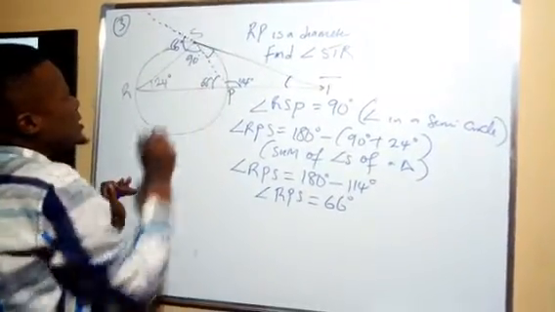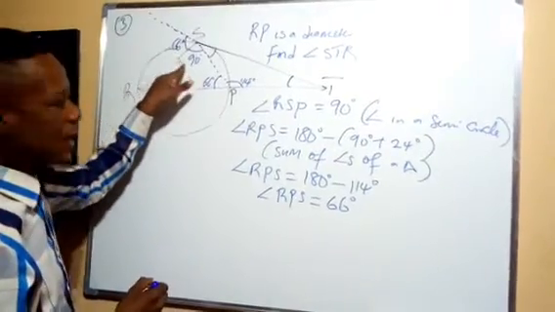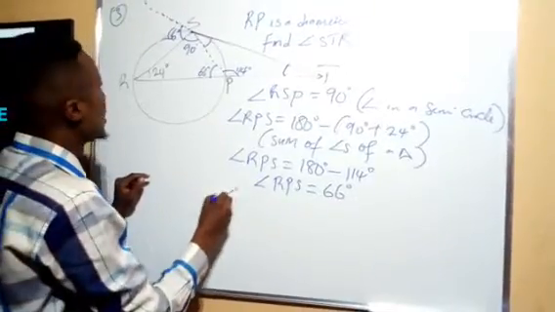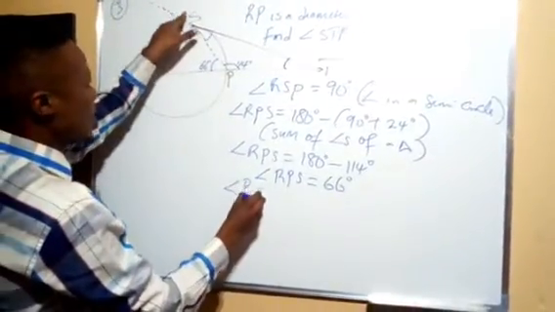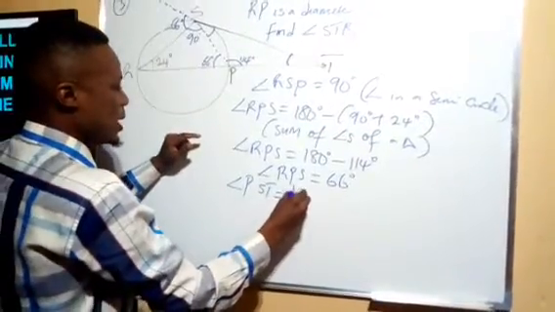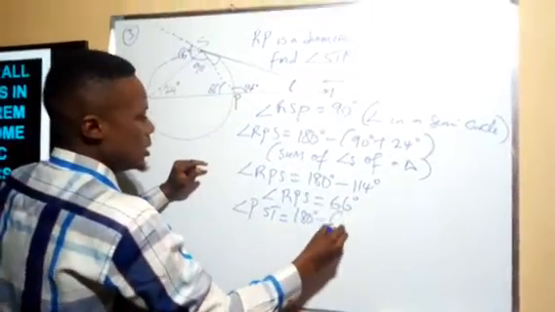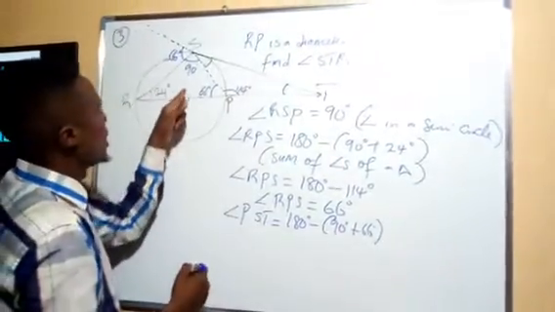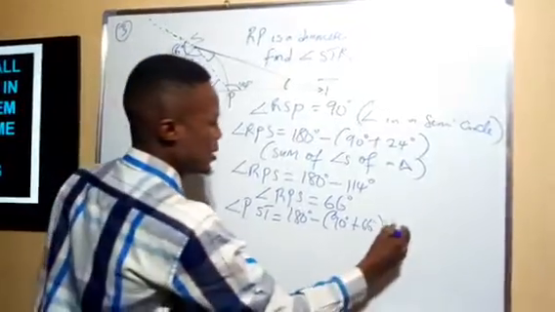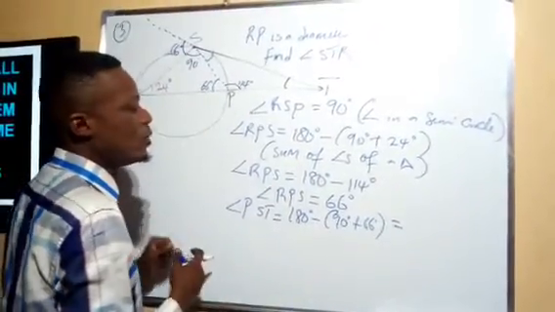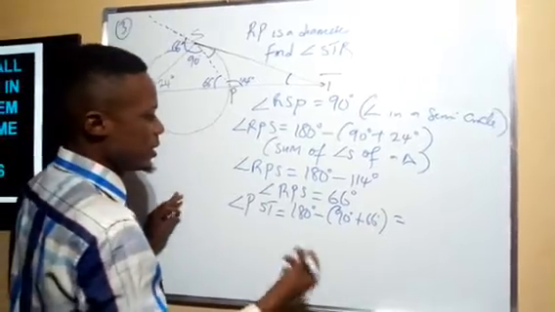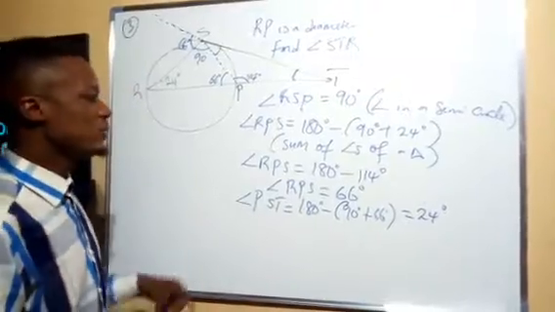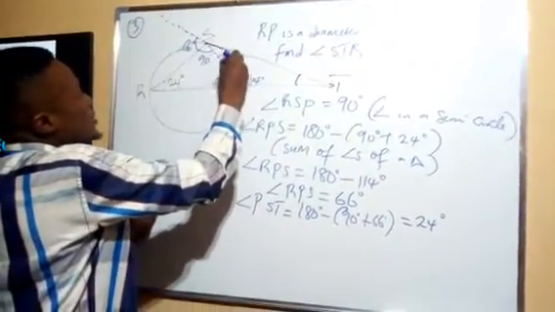Therefore, to get this angle that is here, I'm going to add 66 and 90 degrees, then remove it from 180 to get the angle that is here. So hence, angle PST will be 180 degrees minus 90 degrees plus 66 degrees, because this is sum of angles on a straight line. If I add this and remove it from 180, I'll get 24 degrees. So the angle here is 24 degrees.